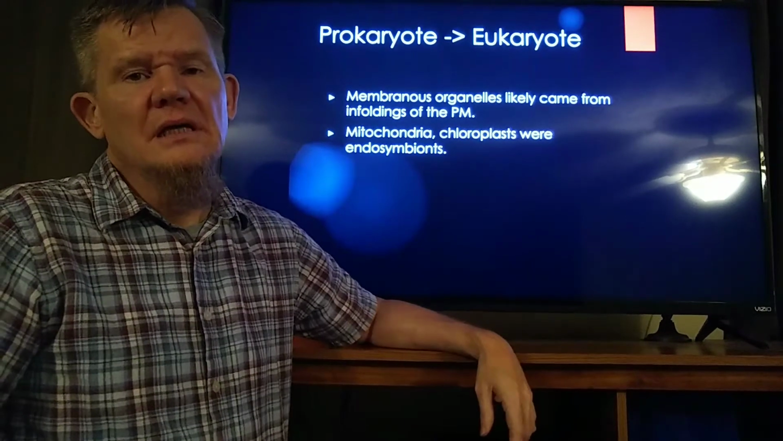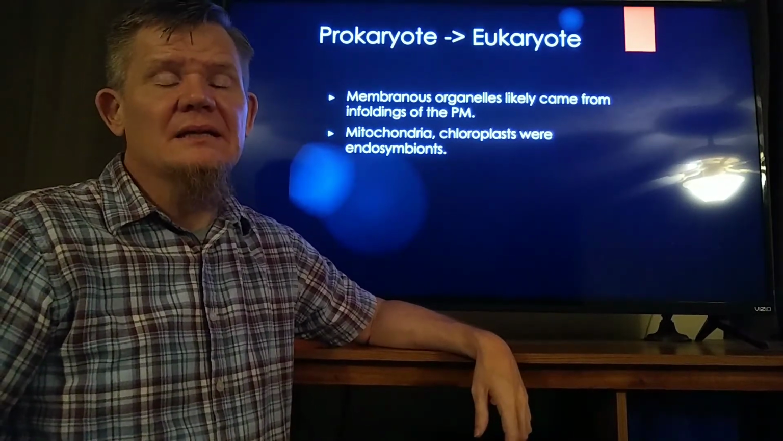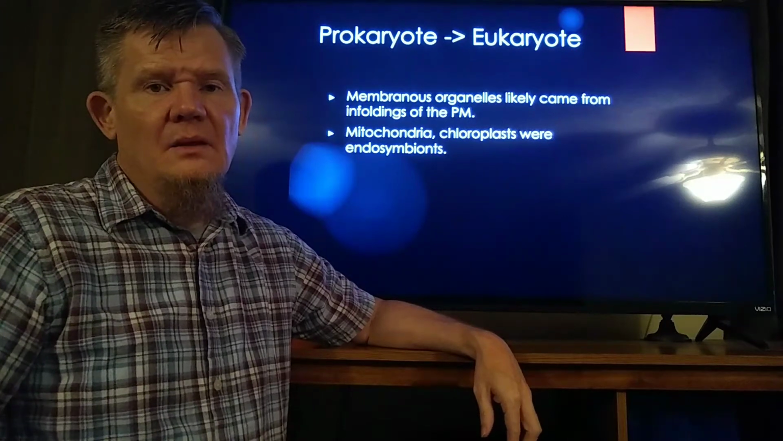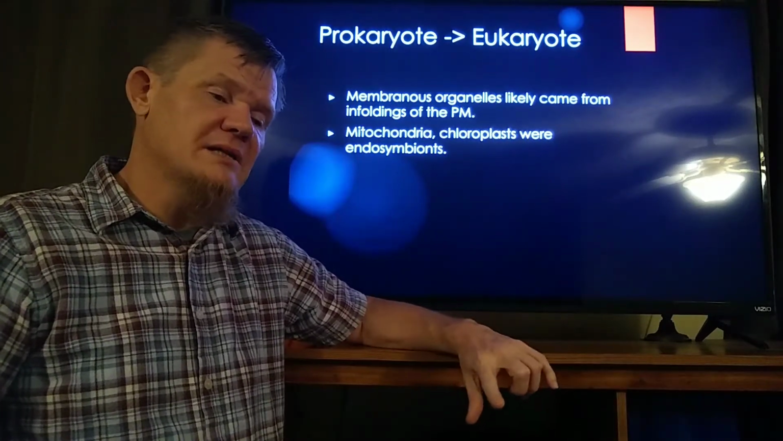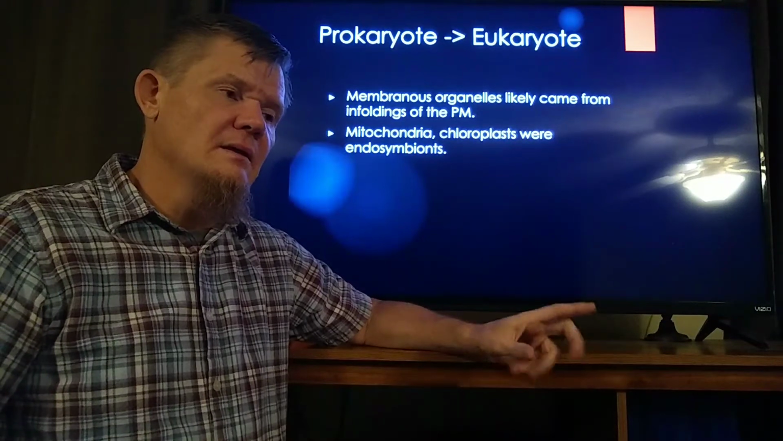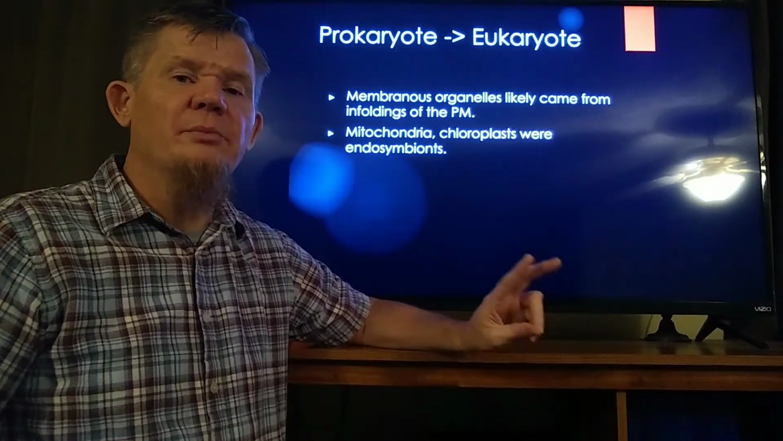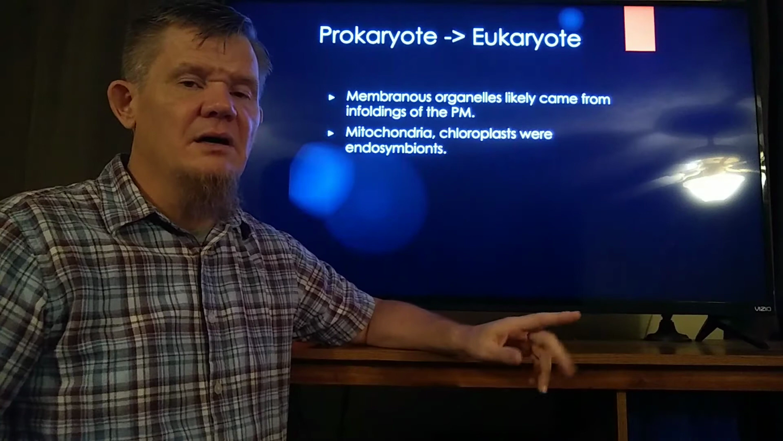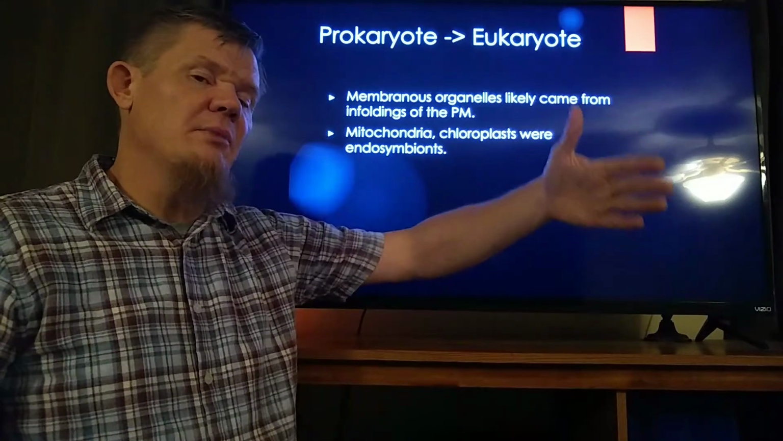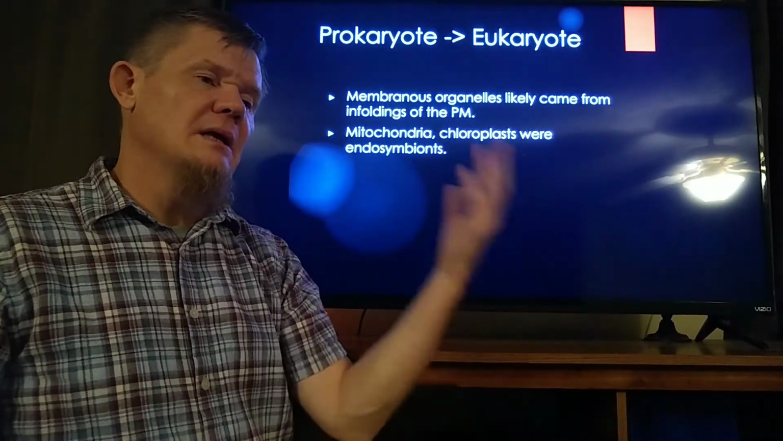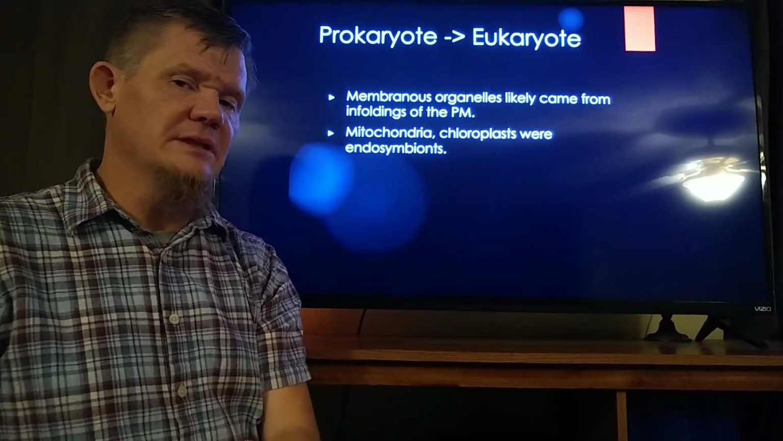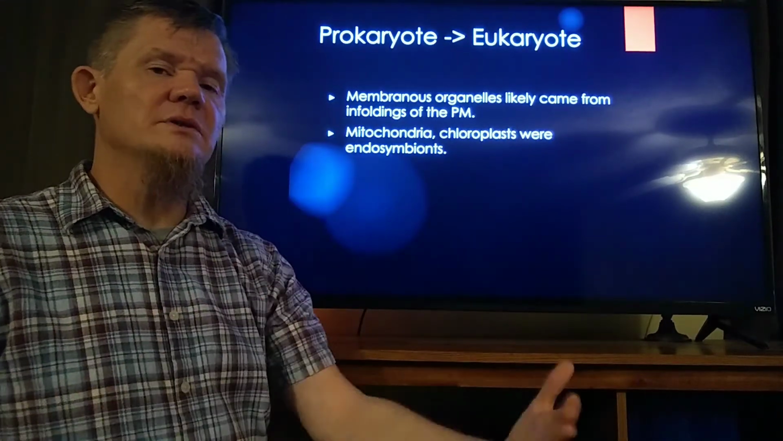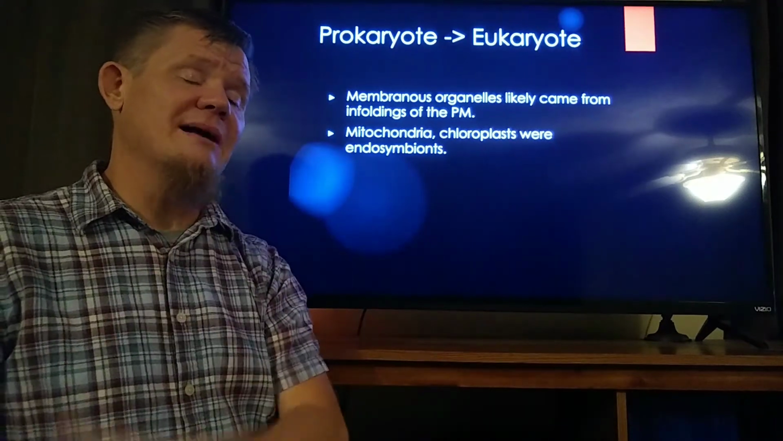Mitochondria and chloroplasts were very likely endosymbionts. What that means is if we look at mitochondria and chloroplasts, we find some similarities. The first similarity is that they both have multiple membranes. The mitochondria has two, an outer membrane and a folded inner membrane, and the chloroplast has two outer membranes and a highly folded inner membrane. And those highly folded inner membranes are similar to bacterial membranes.